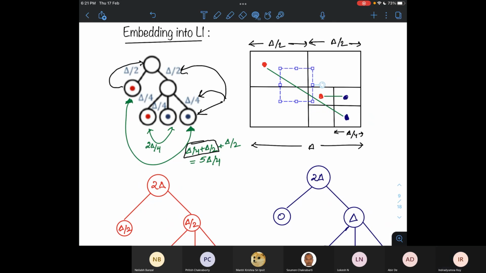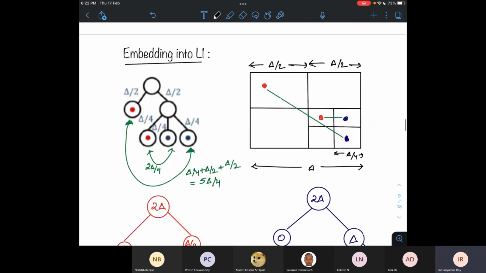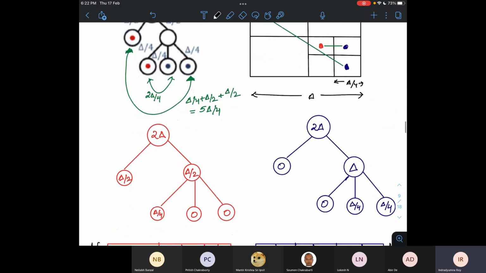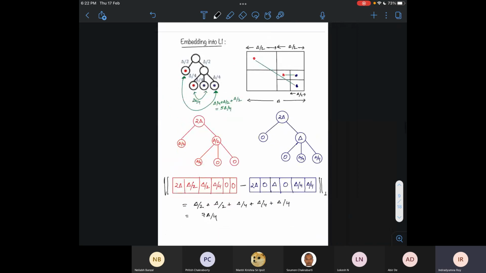So now, how about the embedding into the L1 space? Just imagine this tree consisting only of the red items. So I can write this tree like this. I am specifying the edge weights in the nodes, and this has delta by 4 because that's the least edge weight that there is. And these points don't contain red points, so there's 0 here. And therefore, delta by 4, 0 and 0.